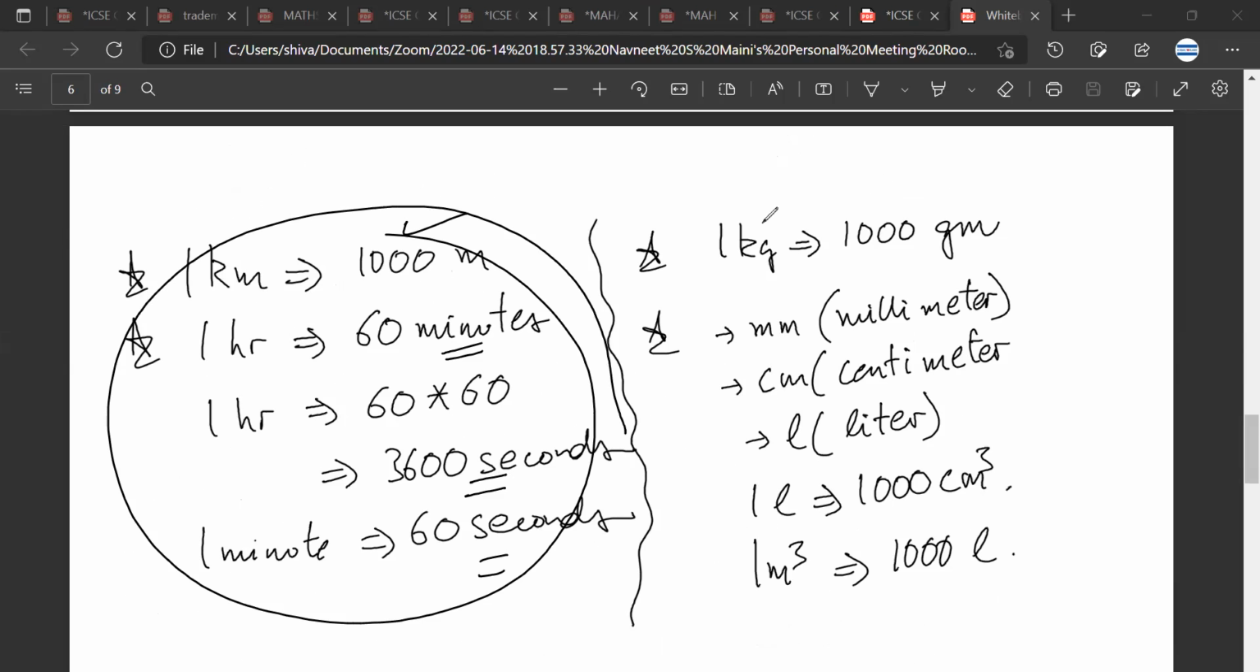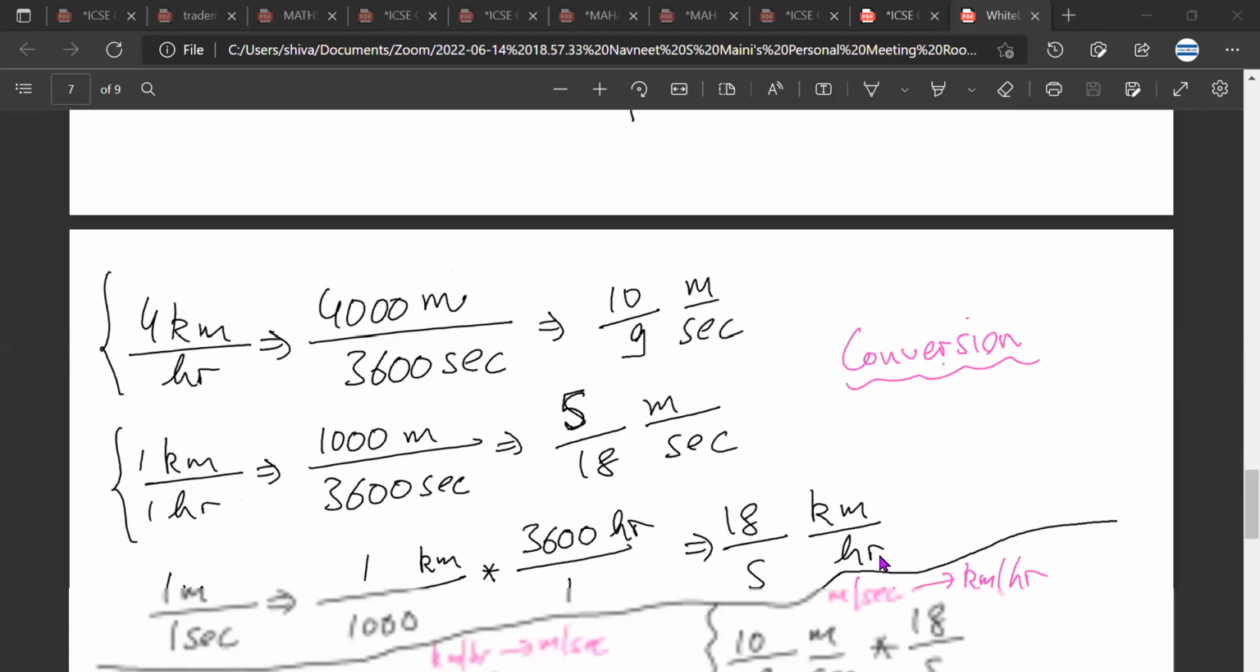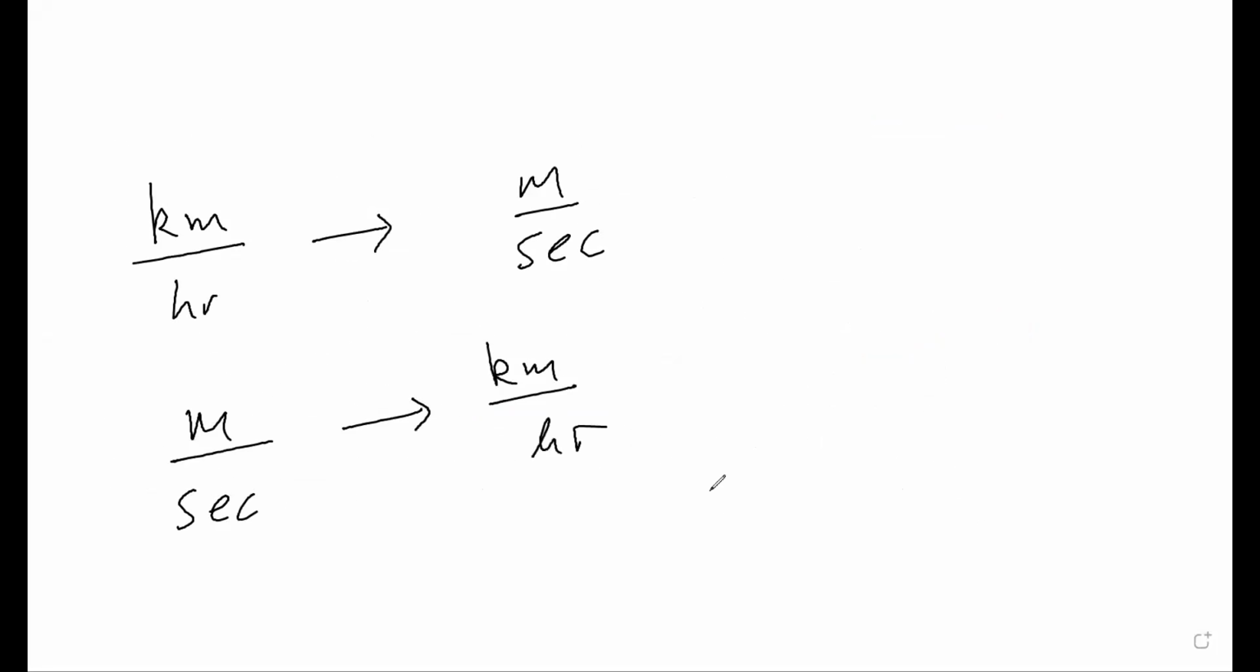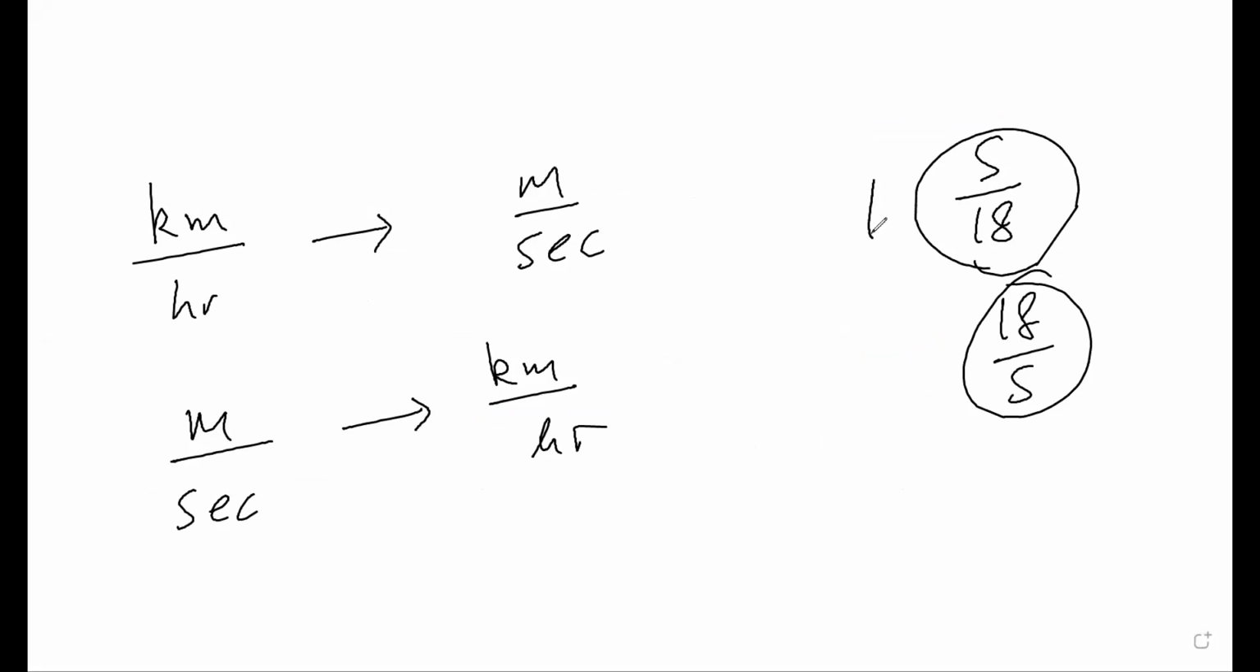So if we are clear about this, then what we need to understand is how do we convert kilometer per hour to meter per second, and how do we convert meter per second into kilometer per hour. The magic fractions are 5 by 18 or 18 by 5. This is what we will be using. Any doubt? So what is the logic?